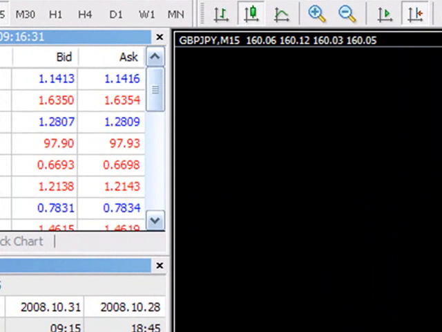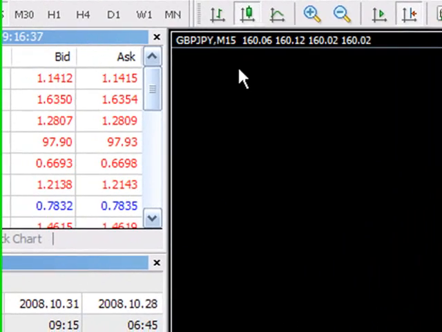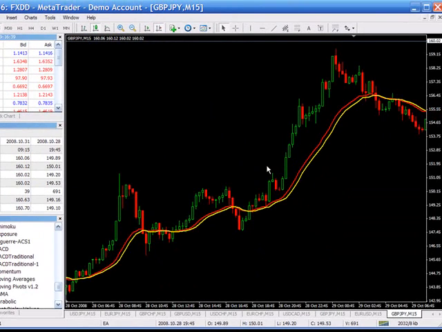Now, this currency that we've got up is actually the pound Japanese yen, and you can see up on the left that it is on a 15-minute chart. I like the pound yen because it has some big moves, and when it does move, it's like a train. It's very hard to stop, so there's a lot of opportunities to make money.